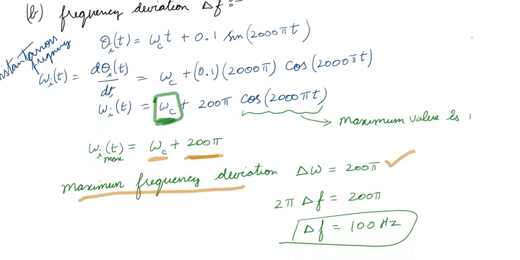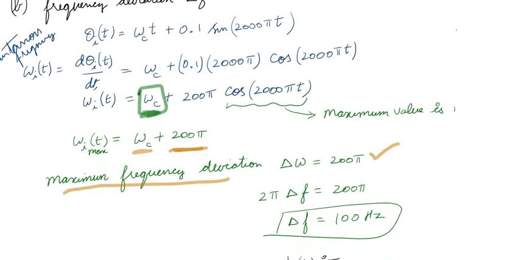The question is asking for delta f, so we convert delta omega to delta f. Delta omega can be written as 2 pi delta f, which is equal to 200 pi. So delta f is equal to 100 hertz. This is the frequency deviation in hertz. If they ask for the frequency deviation as delta omega, the answer would be 200 pi.